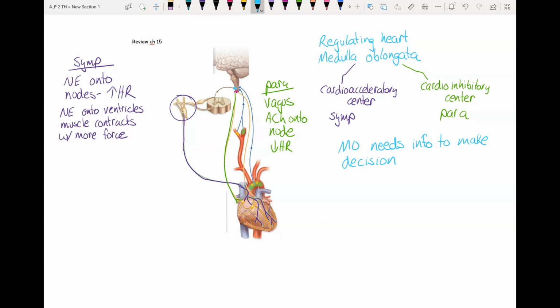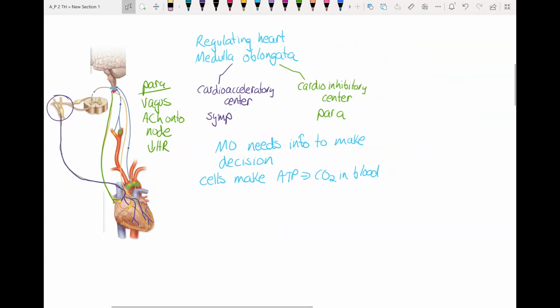Now think about why carbon dioxide is so important. Think back to chapter 3 when we learned about cellular respiration. Every time your cells make ATP, they put carbon dioxide into your blood. What happens when the CO2 gets into your blood? Go back to your chapter 3 notes. It mixes with the water in your blood and forms carbonic acid.